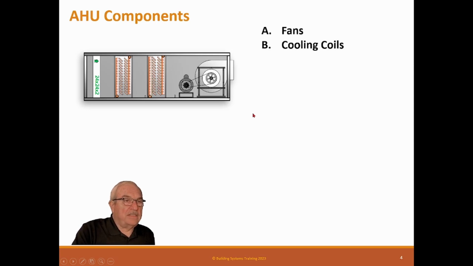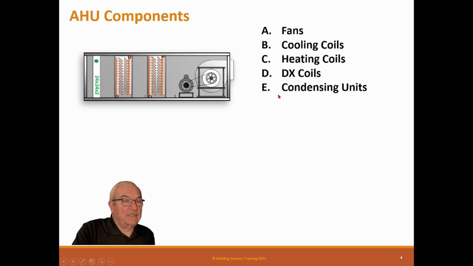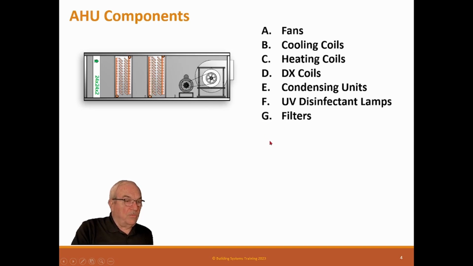So there's fans, cooling coils, heating coils, DX coils, which are refrigerant coils, and condensing units. In case you've got a DX coil, you have to have a condensing unit go with it. Ultraviolet disinfectant lamps, we use those in units. We'll talk about where those go and what they are. Different kinds of filters, different capacity filters, different filter ratings.